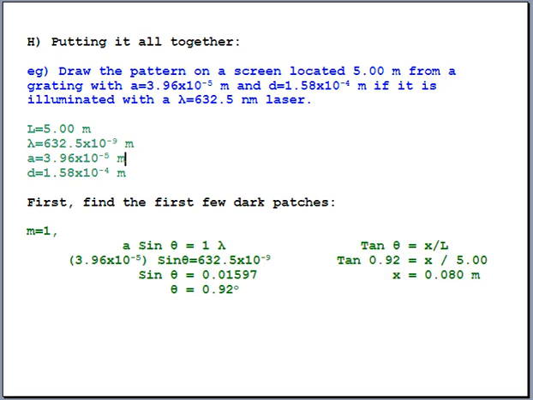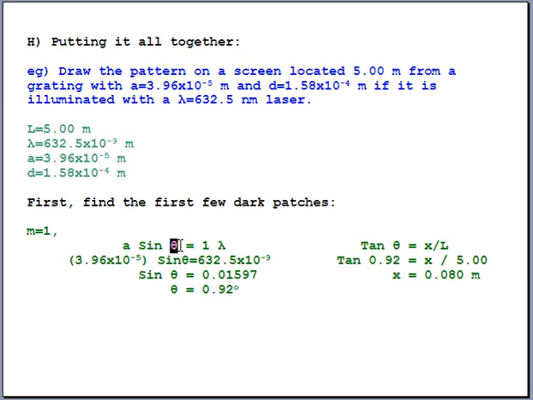So I try it out using my two equations. I'm going to put in m equals 1 to find out where the first patch is. And the physics comes back and says, look, I've got an angle for you. It's not even 1 degree, so it's not fanning out all that much, 0.92 degrees. And the physics just likes to give you that angle. That's what it specializes in.